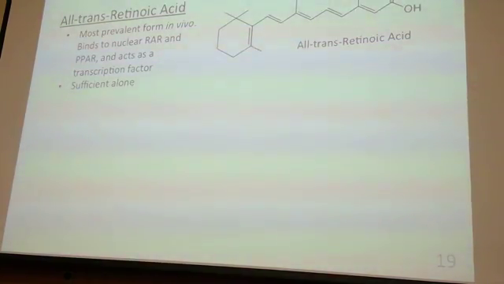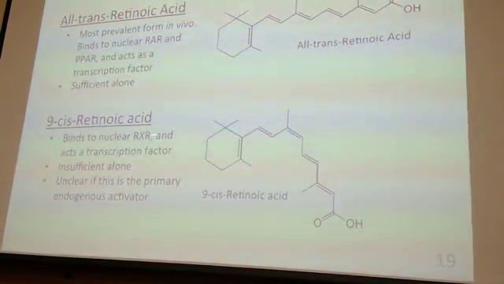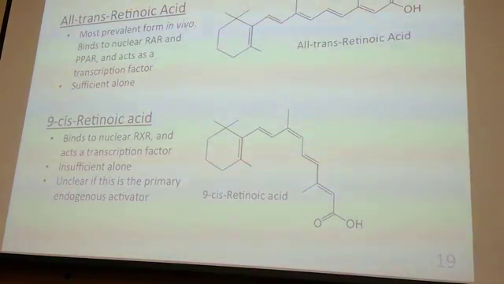is sufficient to act as a transcription factor. The other form is this 9-cis retinoic acid. So it has a cis structure. And this is the form of retinoic acid which binds to the RXR. Okay, and this is that promiscuous receptor which heteroligomerizes with a variety of different nuclear hormone receptors. So binding of this 9-cis retinoic acid to the RXR is insufficient alone to influence gene expression, okay? Whereas binding of this guy to the RAR is sufficient. But binding of both seems to have more of an additive or synergistic effect.